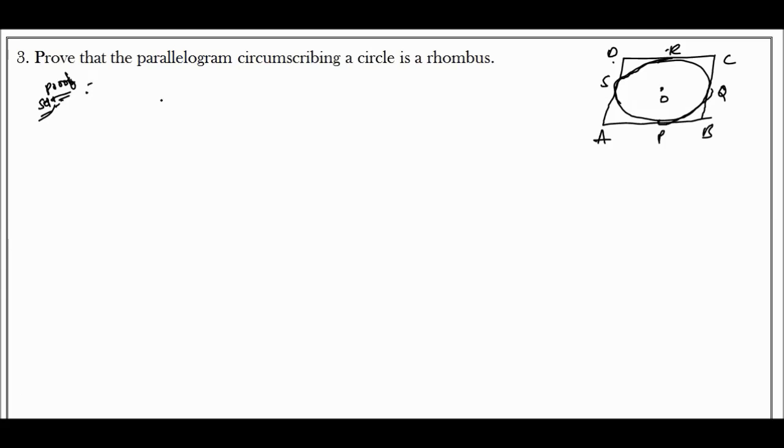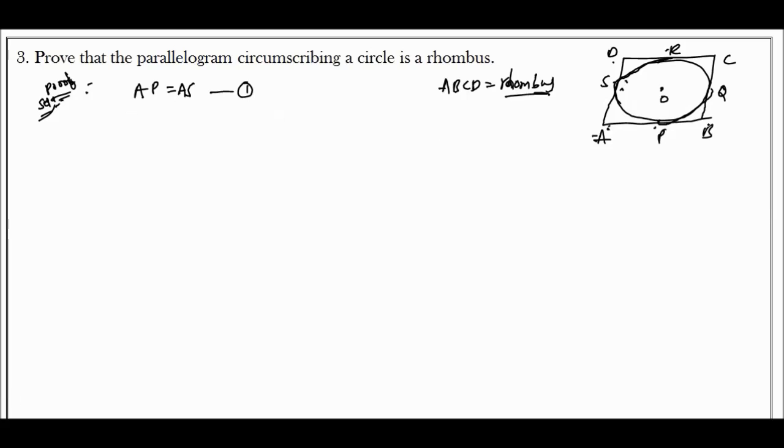So we need to prove it now. Let us assume that it is a rhombus. We take that AP is equal to AS. We think of this as the first equation. So ABCD is a rhombus. Okay, ABCD is a rhombus. Then AP is equal to AS.